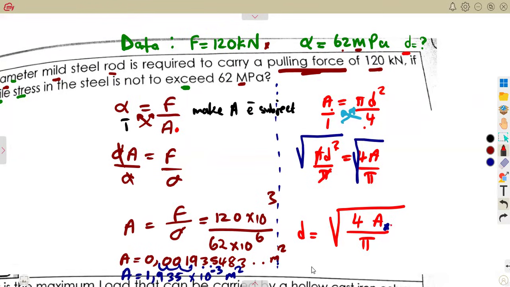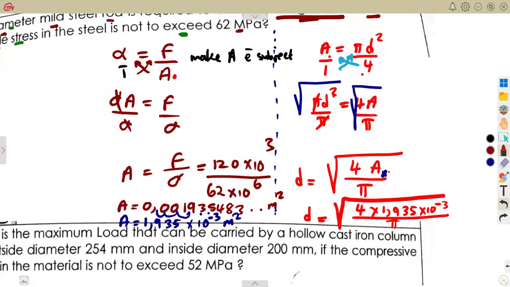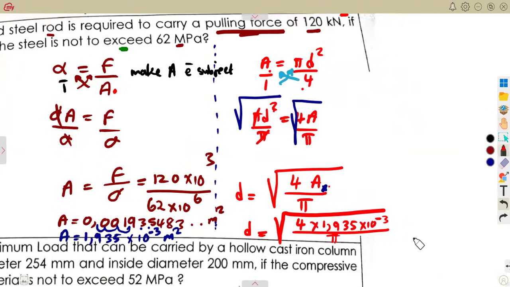This is the missing part that we need to obtain our diameter. So therefore, the diameter can be obtained: the square root of 4 times the area. Remember, we got 1,935 times 10 to the exponent of -3, everything over pi. The square root, guys, is covering, even the pi is under the square root. So this is going to give us the diameter, definitely in meters, 0,049635, something like that in meters.